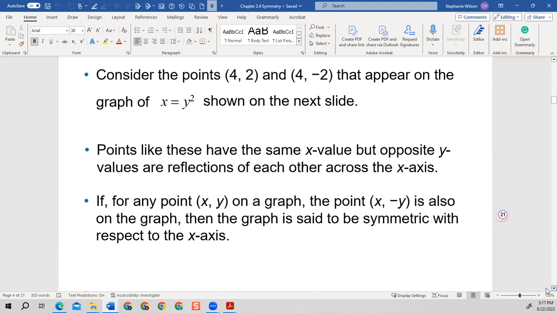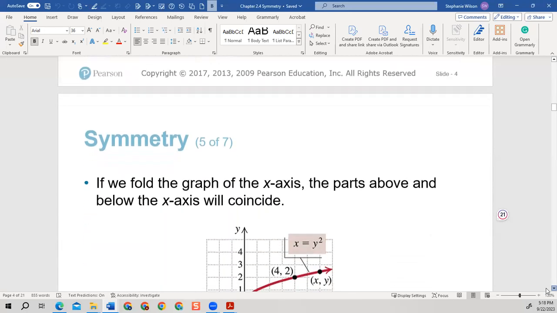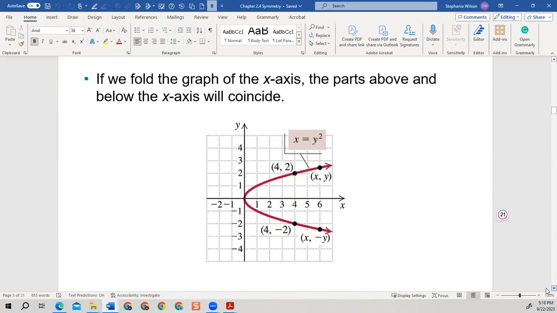If for any point (x, y) on the graph, the point (x, -y) is also on the graph, then the graph is said to be symmetric with respect to the x-axis. Or you can hear the word "about." So let's look at it. This is what it's saying.